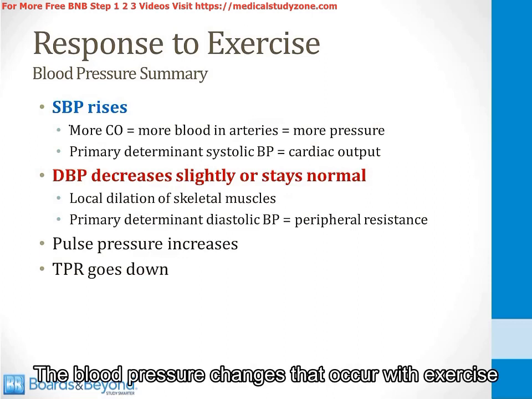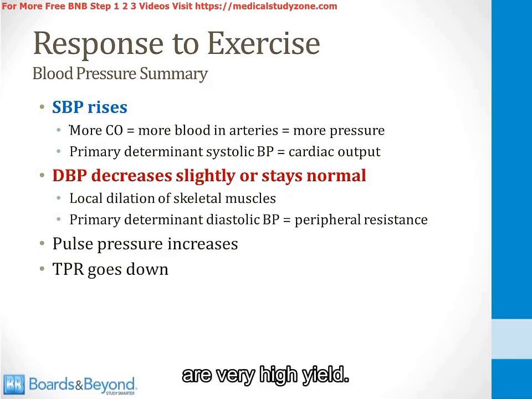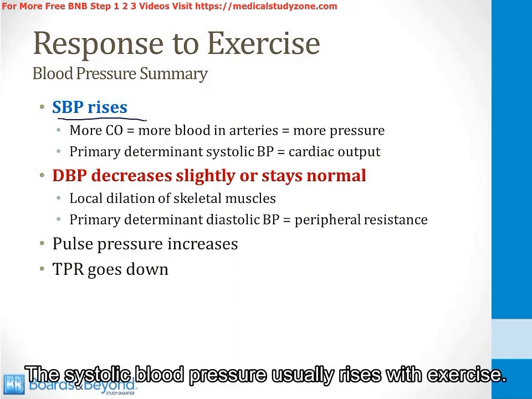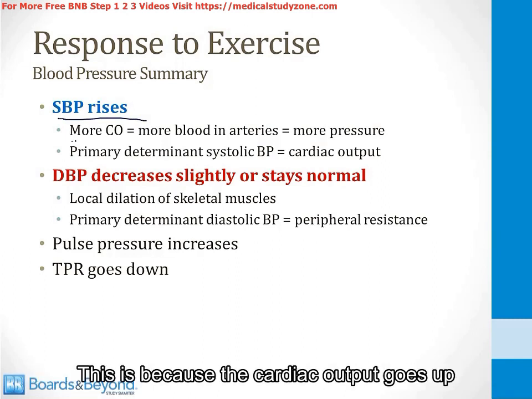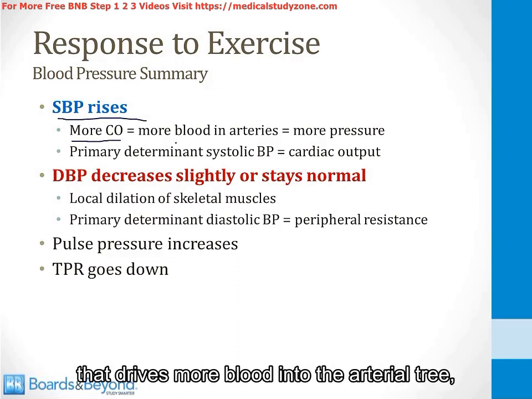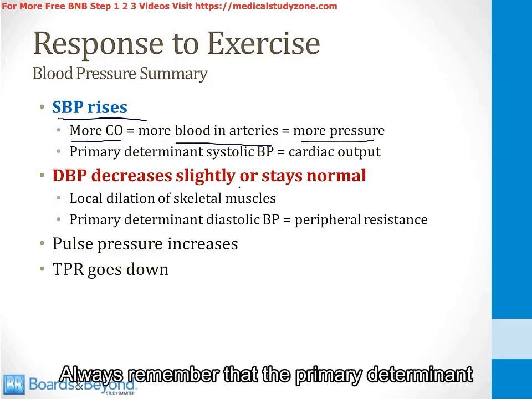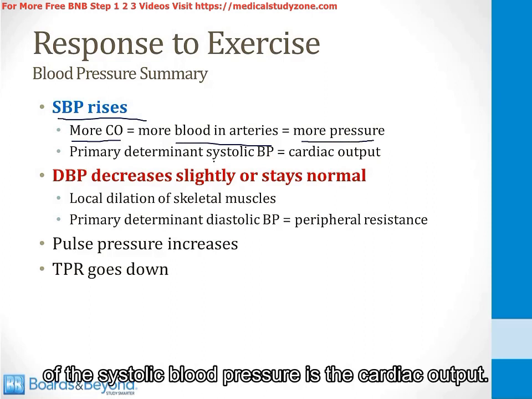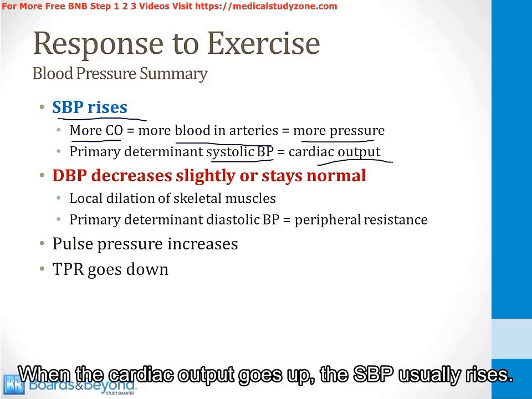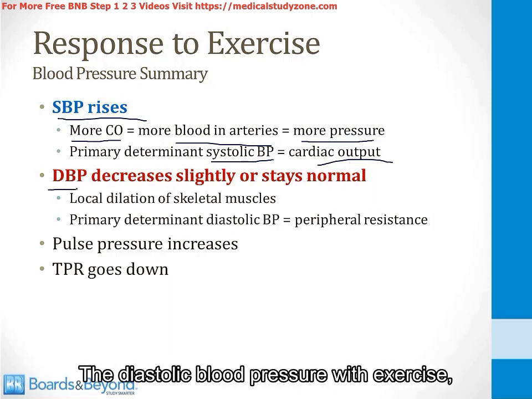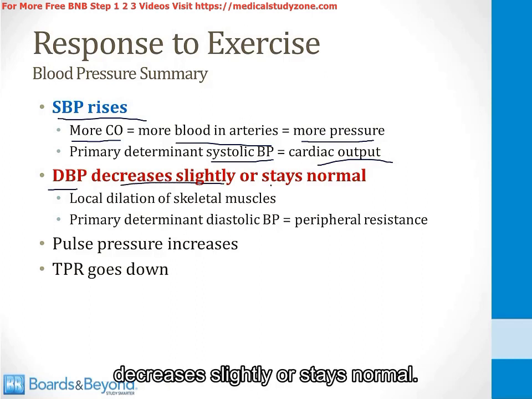The blood pressure changes that occur with exercise are very high yield, so let's review those on this slide. The systolic blood pressure usually rises with exercise. This is because the cardiac output goes up. That drives more blood into the arterial tree, and that raises the systolic blood pressure. Always remember that the primary determinant of the systolic blood pressure is the cardiac output. When the cardiac output goes up, the SBP usually rises, and when the cardiac output falls, the systolic pressure usually falls. The diastolic blood pressure with exercise decreases slightly or stays normal.